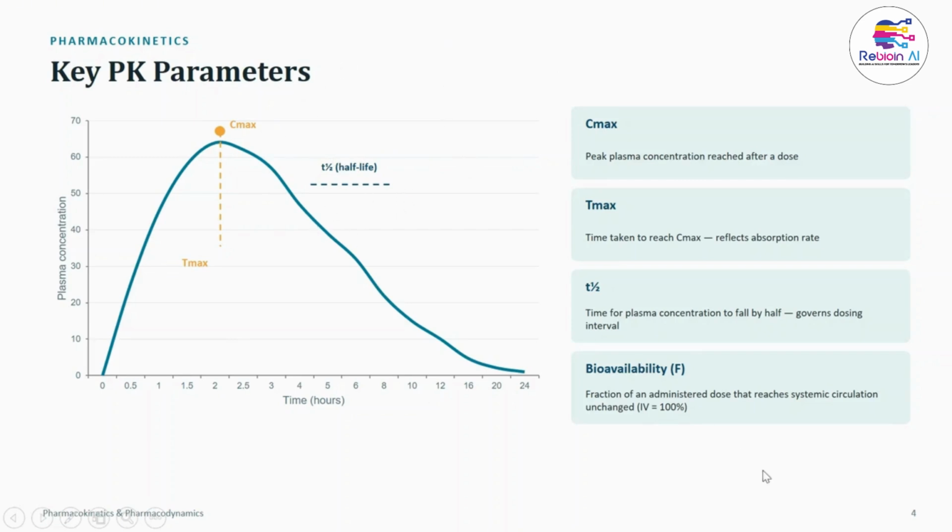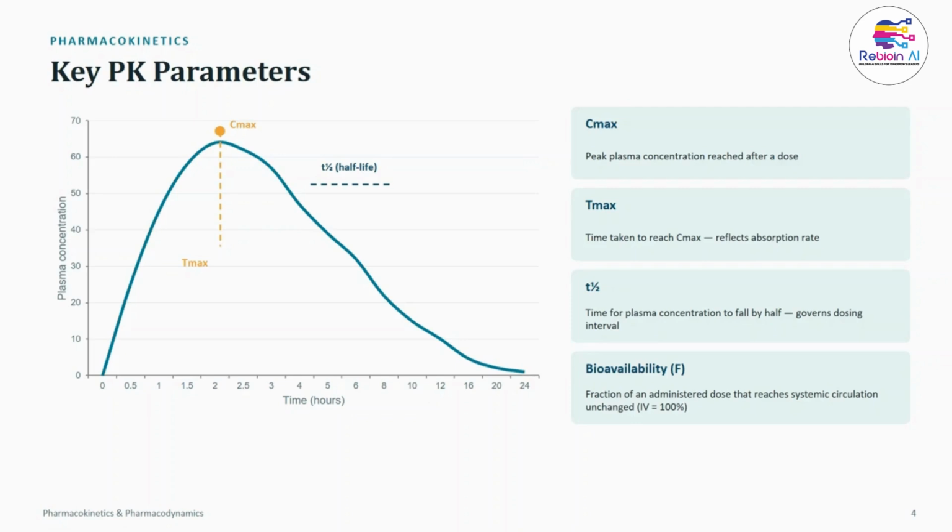And the last one which we are going to discuss is bioavailability. We are going to use F simply to describe bioavailability. It is the fraction of a dose that reaches systemic circulation unchanged. So IV drugs are 100% by definition, right? They go directly into your bloodstream, so they show effect. But on the other hand, oral drugs are almost always less, due to incomplete absorption and first pass metabolism.